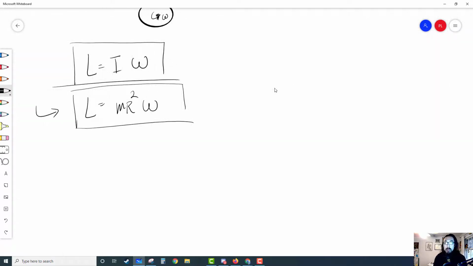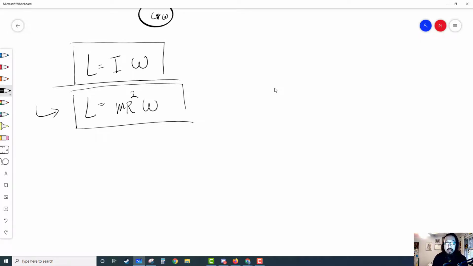So what you can do, if you're in a spinning chair, is rotate around and around with your arms out. When you have your arms out, you have a great big R. And if you pull your arms in, you're changing your R. I'll do a quick little sketch in case you don't have a spinning chair.